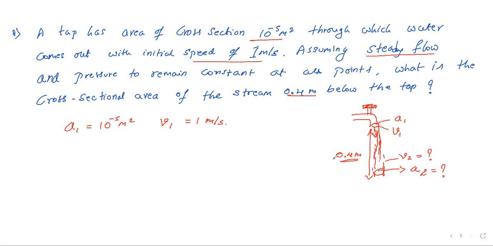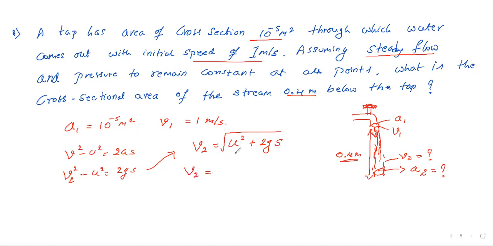Since every particle is in motion when you turn on the tap, and it's a uniform motion, this is steady flow. From the equations of motion, we can use the formula V square minus U square is equal to 2AS. But here it is falling under the action of gravity, so I can use V2 square minus U square is equal to 2GS. From this, V2 is equal to the square root of U square plus 2GS.